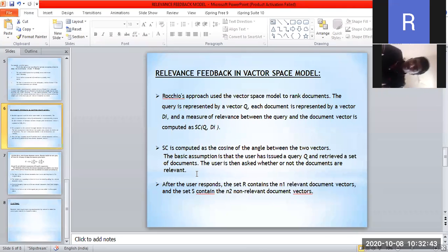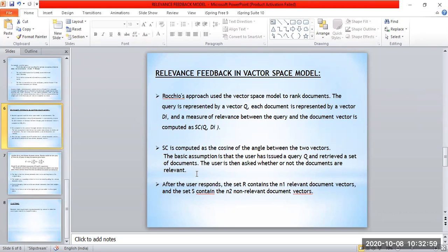Now the user comes into action, and the user decides which of the retrieved documents are relevant and which documents are not relevant. This can be done in two ways: one is manually and the other is automatically.